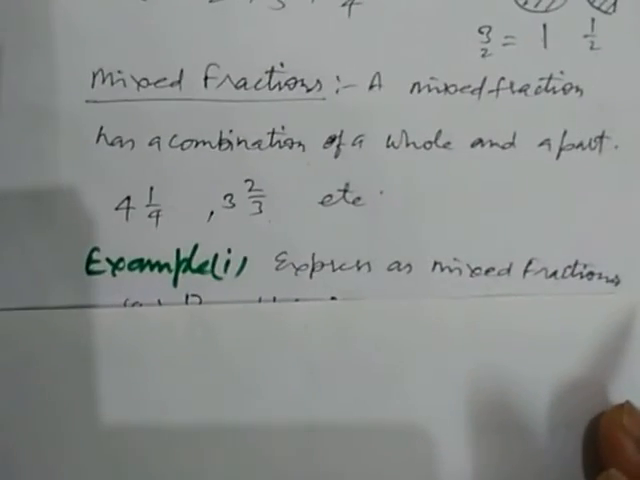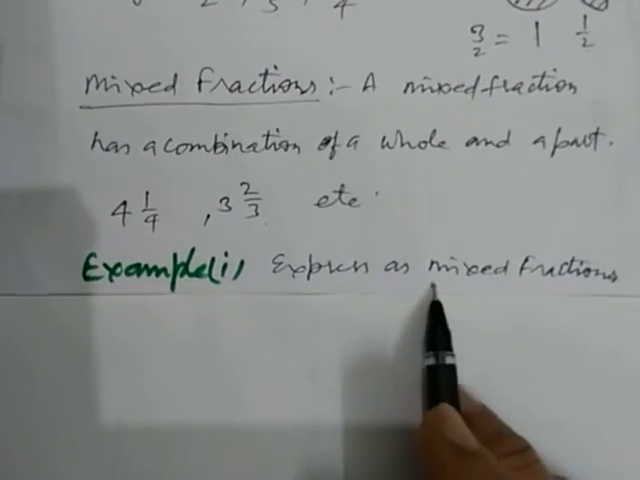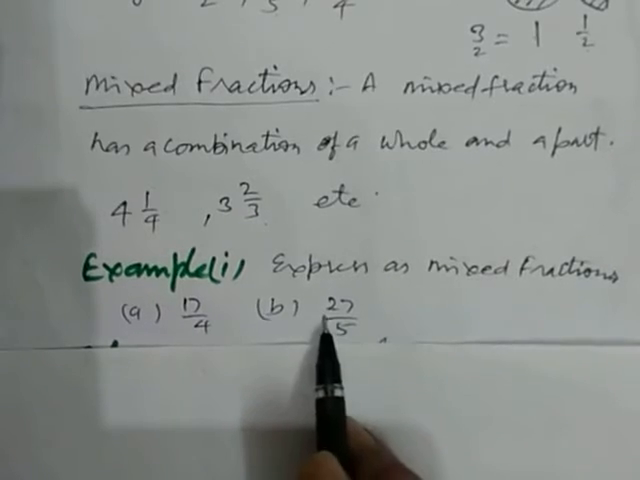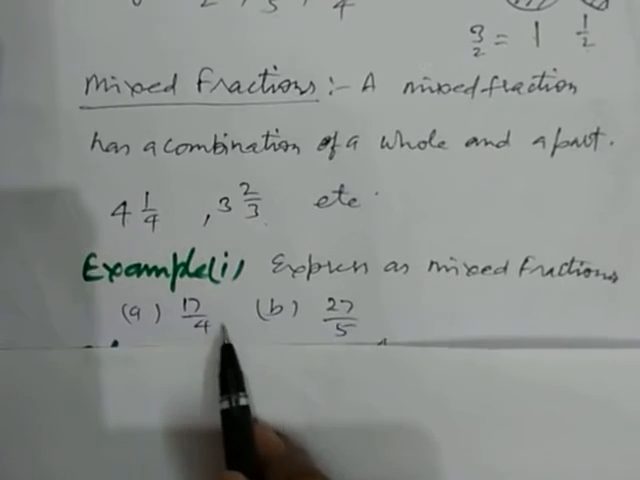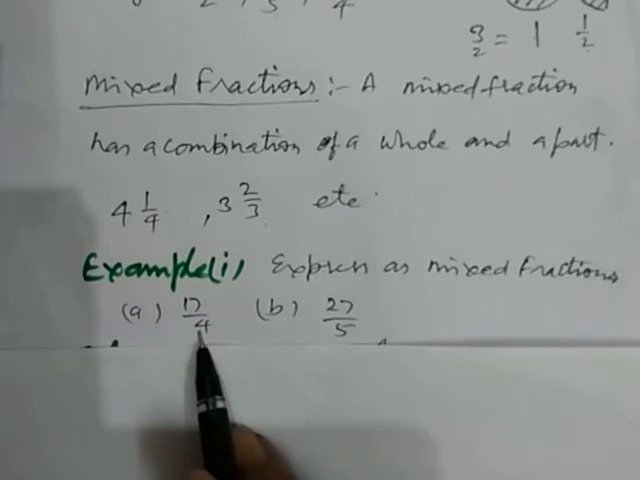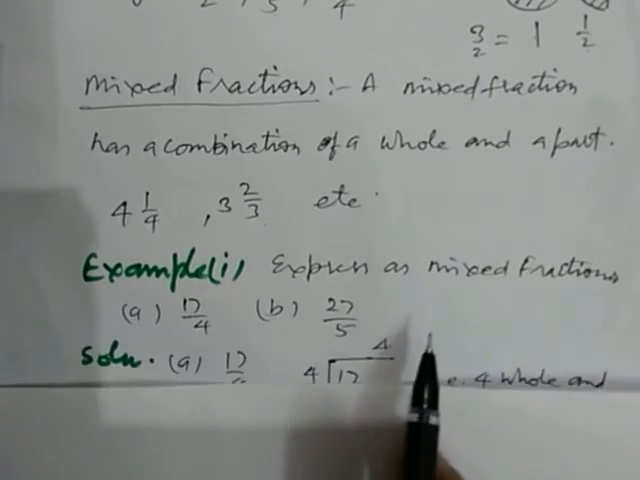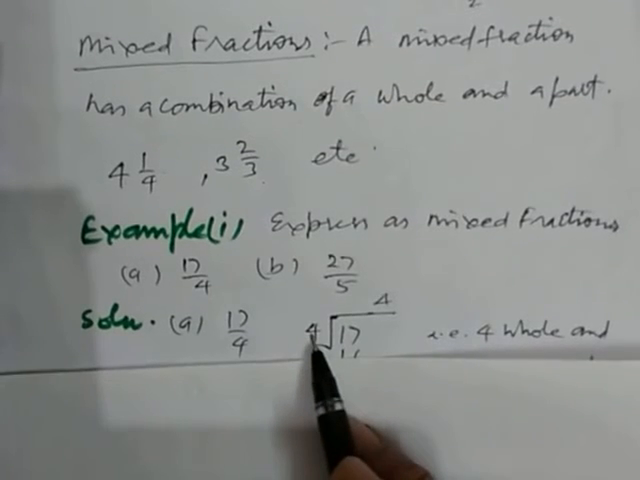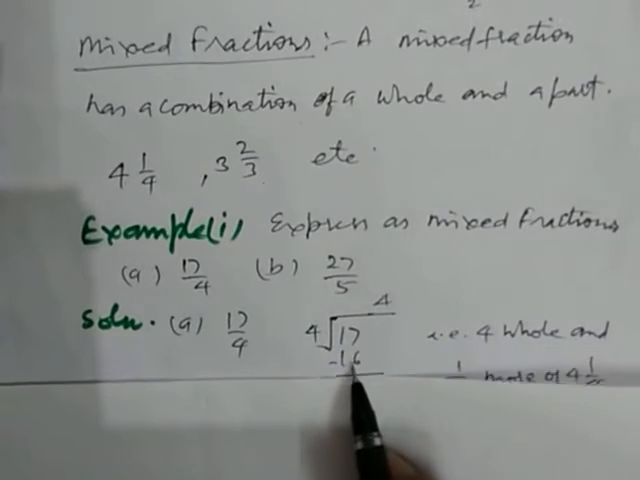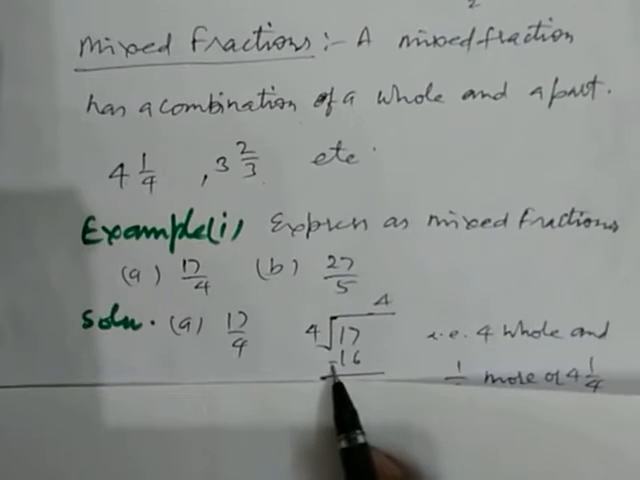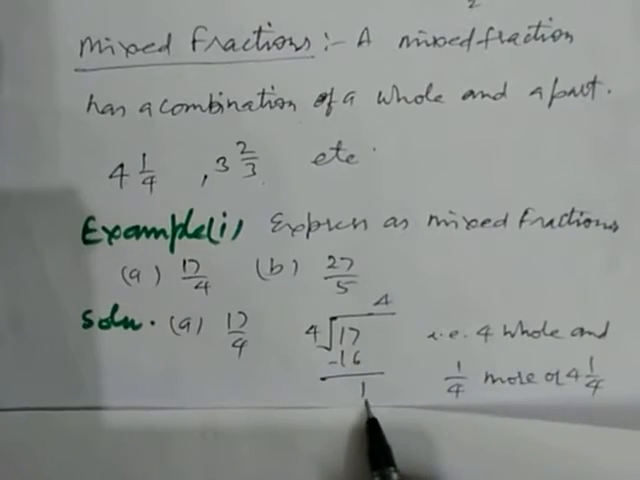Now we take some examples. Express as mixed fraction. These are the fractions. Here we can check them. Here the numerator is bigger, so these are improper fractions. And we have to convert them to mixed fractions. 17 by 4. So we take 17 and divide by 4. 4 fours are 16. 4 times this divides. Now we subtract this 16 from 17, we get the 1.